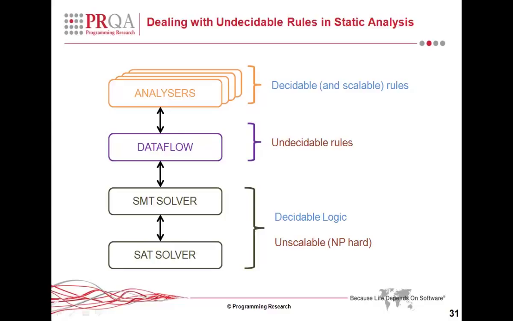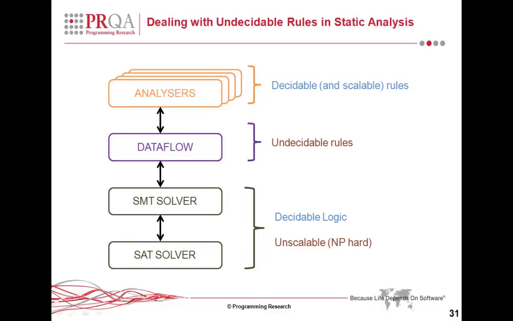Incidentally, you may have decidable rules which are unscalable. So then you get the same problem of trade-off between false positives and false negatives. But as it happens, in MISRA C, all the decidable rules are also scalable. 100% enforcement can be guaranteed.